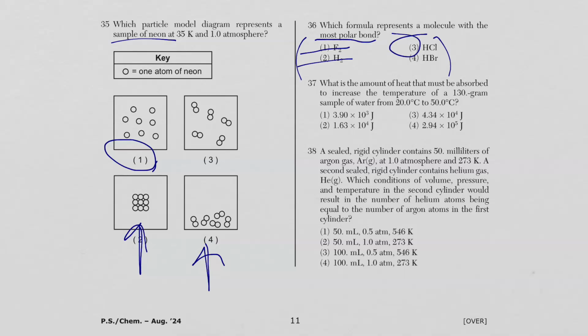All right, for question 37, what is the amount of heat that must be absorbed to increase the temperature of a 130 gram sample of water from 20 degrees to 50 degrees? There are 3 heat equations on reference table T. And when you have a change in temperature, you're dealing with water as a liquid only. For that, let me go show you what I'm talking about with the reference table, and we'll come back.